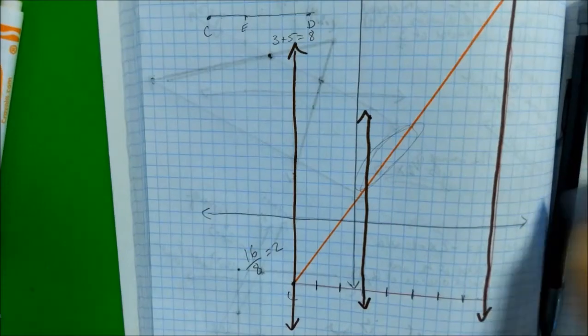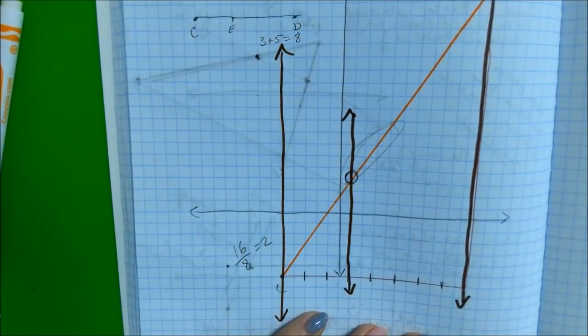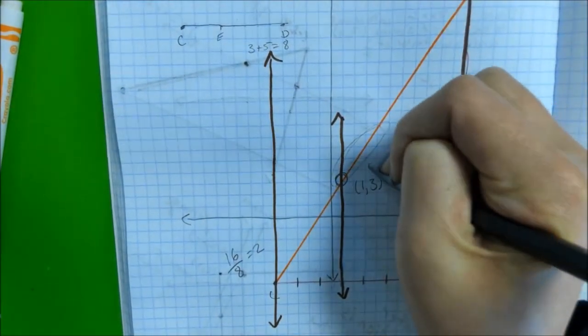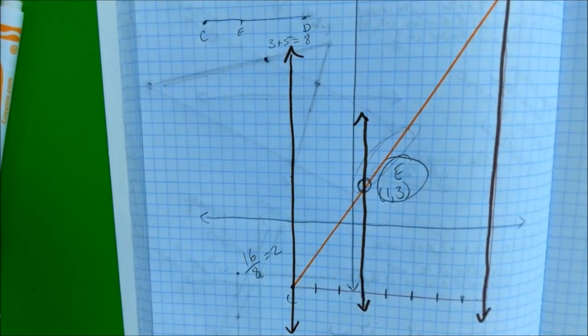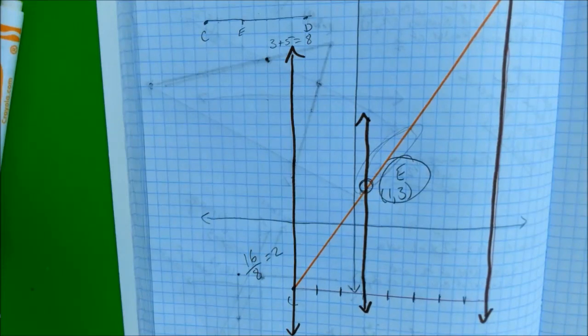And using that side splitter formula, or theorem, I can see that that is where E should be. So it's 1, 3 is E. Okay? So that's it. I'm sorry that this video is longer than intended, but that's the idea for tomorrow.